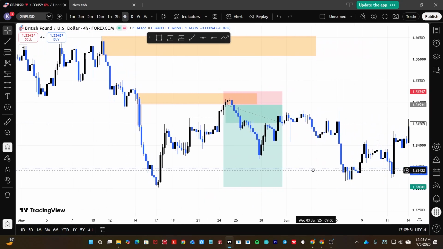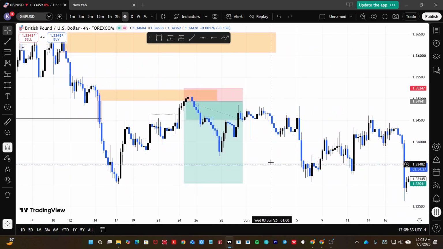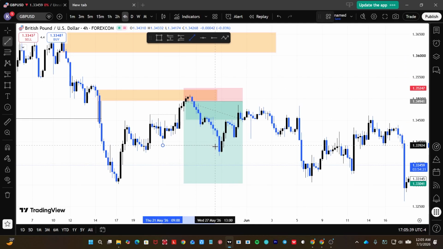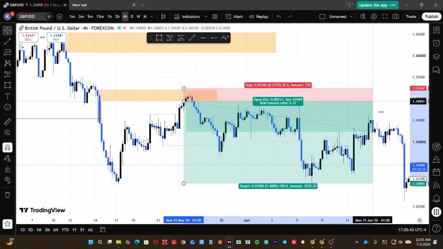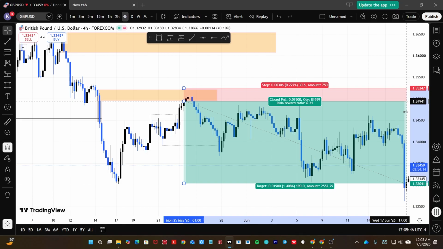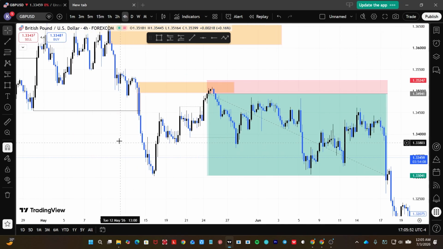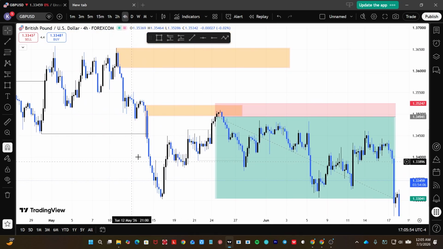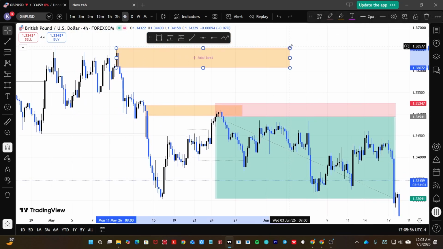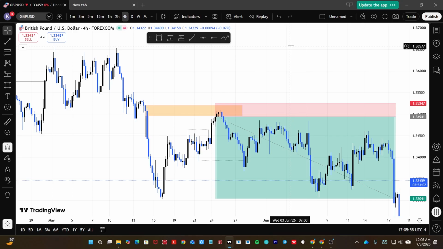because many people psychologically don't know how to hold. As we said previously, once we get a break of structure, we go break even. Price had a swing at our entry, but we held successfully till we hit take profit. So these are the concepts that you need to take these trades.